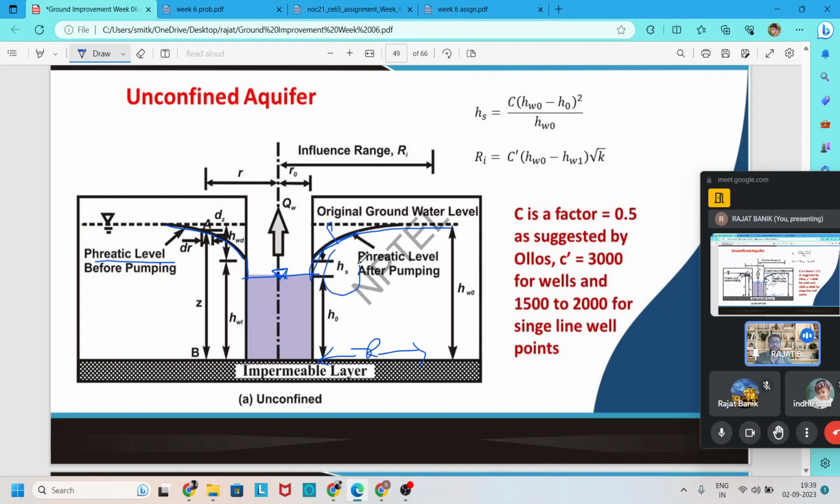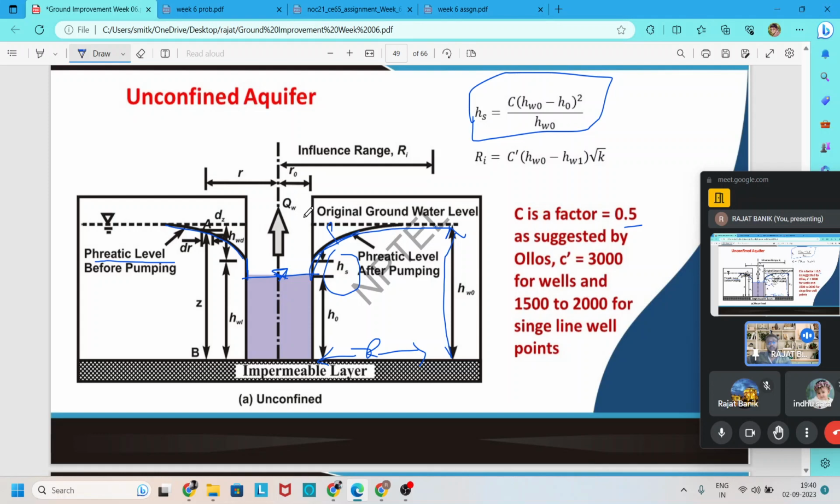To find out this gap, which is Hs, one empirical formula is given. That is Hs is equal to C into (Hw naught minus H naught) whole square divided by Hw naught. Here Hw naught is the original groundwater table and H naught is the groundwater table at the well, and C is some constant or factor, which here is 0.5.